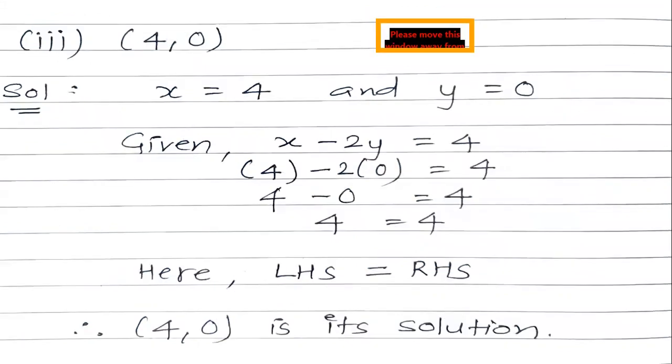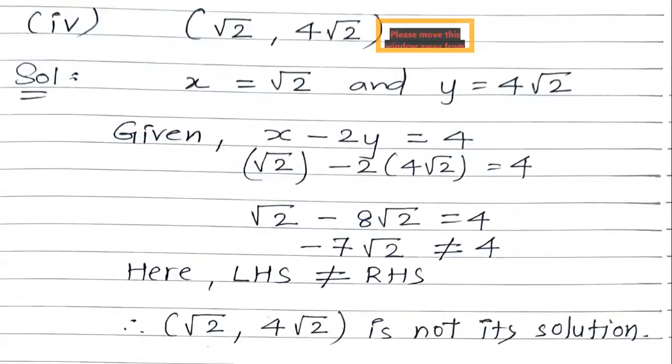Let me try with the third option that has been given, 4 comma 0. I replace the value of x by 4 and y by 0 in the equation. And here you can see that the value on the LHS and the value on the RHS when solved are equal. What does that mean? If LHS and RHS are equal in this case, we can conclude that 4 comma 0 is a solution for the given equation.